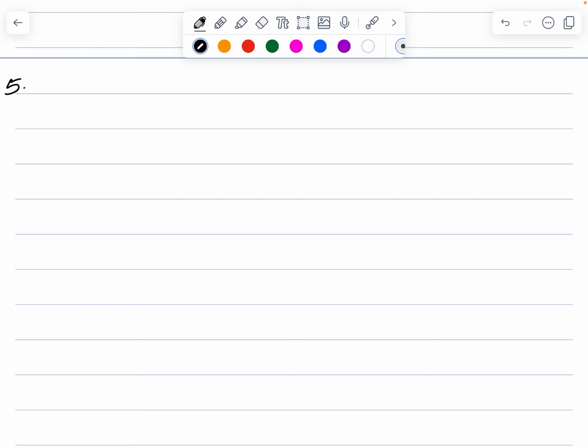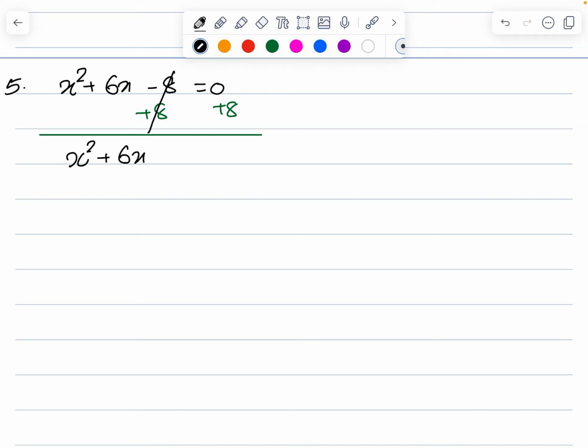Question number 5. We do something around 12 questions in this video with the basics, and in part 2 of this video we'll do the higher end questions. So question number 5, x square plus 6x minus 8 equals 0. So what am I going to do? Add 8 on either side. So 8 cancels. x square plus 6x equals 8. Now what is this number? 6. 6 divided by 2 is 3. 3 square is 9. Add 9 on either side.